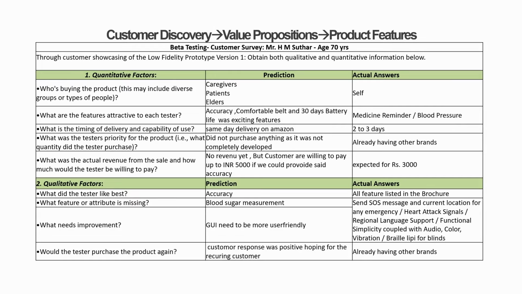So what are the timings of delivery and capability of use? So same day delivery or Amazon-like was the initial prediction. This is what they would say based on the persona, but typically what we found out was 2 to 3 days, right? What was the tester's priority for the product? What purchase decisions does the tester want to take?